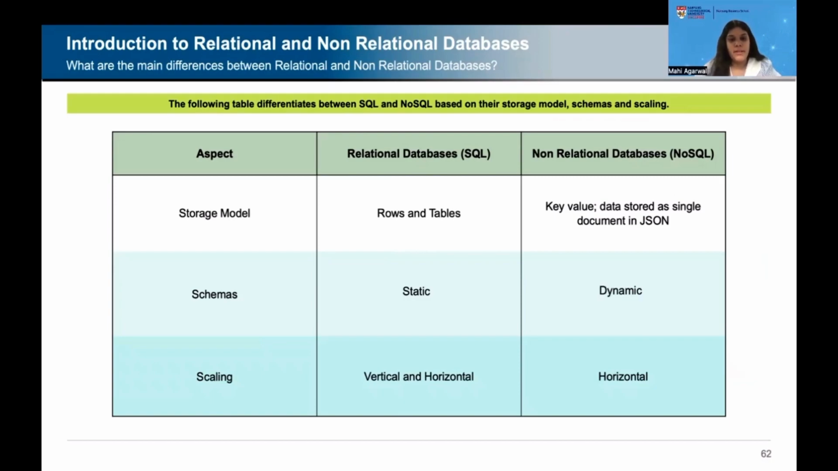Storage model. While relational databases store data in rows and tables, non-relational databases opt for alternative models like key value or document-oriented structures, storing data in versatile formats such as a single document in JSON format. Schemas. Relational databases utilize static schemas, whereas their non-relational counterparts adopt dynamic schemas. Scaling. Relational databases possess vertical and horizontal scaling capabilities, whereas non-relational databases primarily focus on horizontal scaling, simplifying expansion across multiple servers to accommodate growing data volumes and user demands.